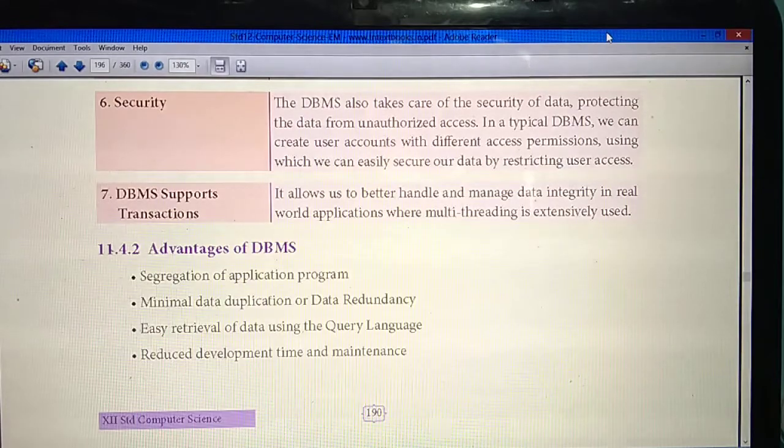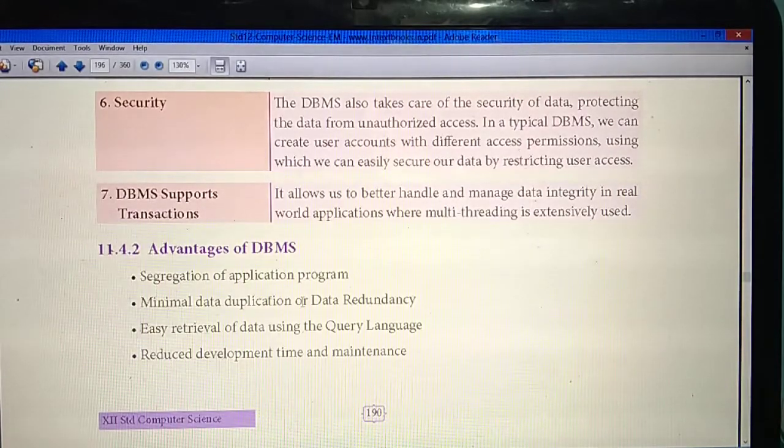So to avoid that, you are dividing, segregating. For example, computer students' details are in one table. Then science group students are in a separate table. Then maths biology students are in a separate table. Accountancy students are in a separate table. That is called segregation. Okay. So to avoid the time consumption, you are dividing the table into smaller tables. That is called segregation. So segregation of application program. Understand?